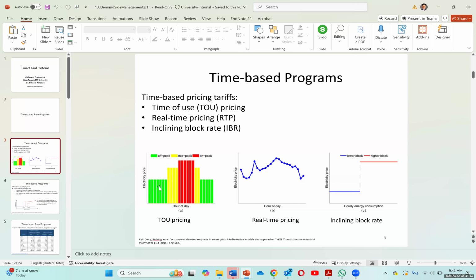And by the way, this is different in different parts of the country. If, for example, you live in California or Texas, compared to someone that lives in New York or Canada, it's going to be a different scenario. So based on where you live, you're going to have a different time of use pricing tariff.